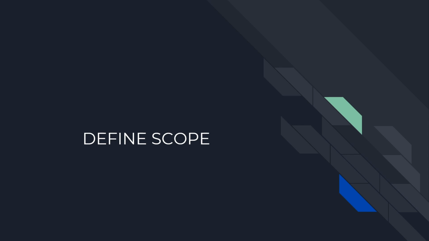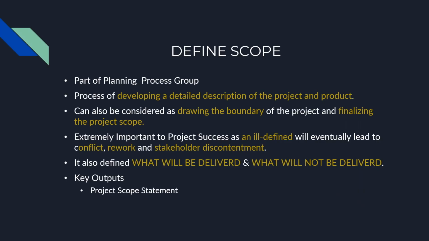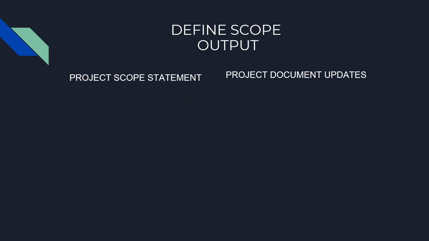The third process in project scope management is define scope. It is also part of the planning process group. Keywords are that it develops a detailed description of the project and product. It defines the boundary of the project, and what will be delivered and what will not be delivered in the project. Defining scope is extremely important to project success, because if the scope is not defined, it may lead to conflict, rework, and stakeholder discontentment.